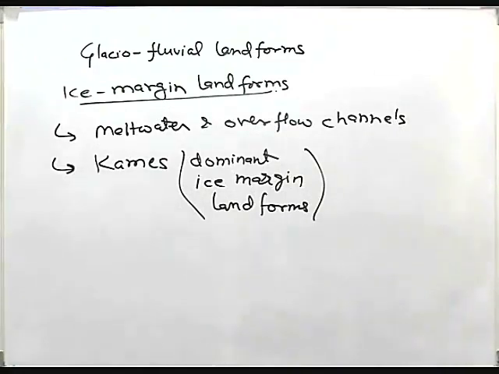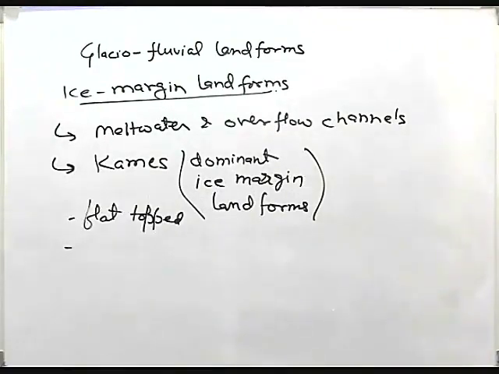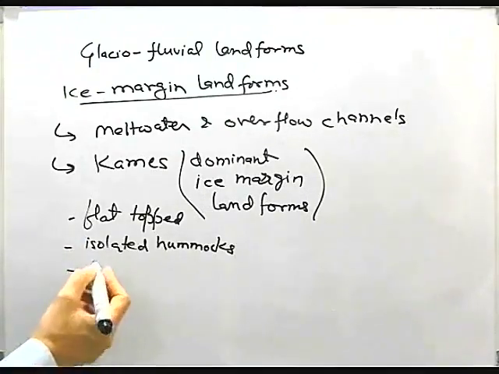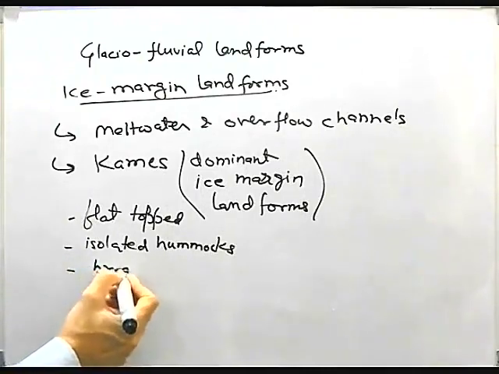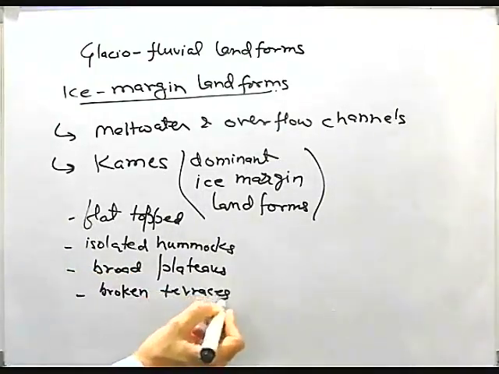Now these kames are usually flat topped. They may be present in the form of isolated hummocks, or they may be present in the form of broad plateaus. They may also be present in the form of broken terraces.